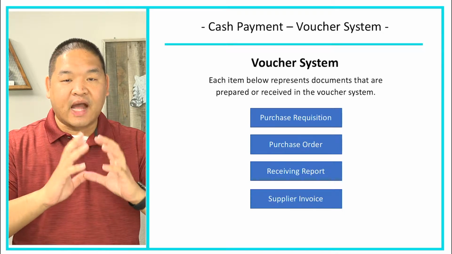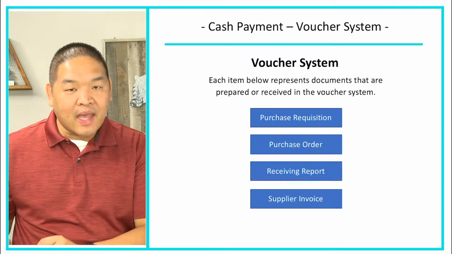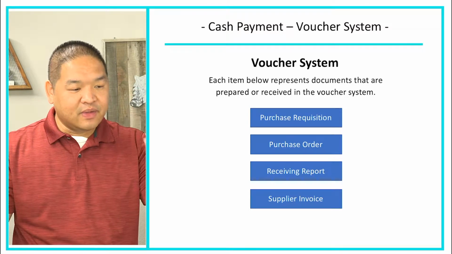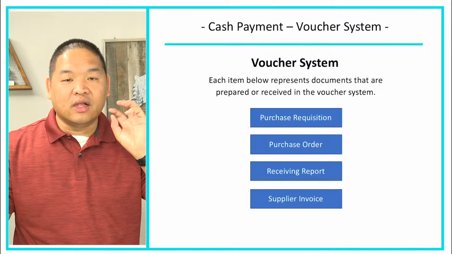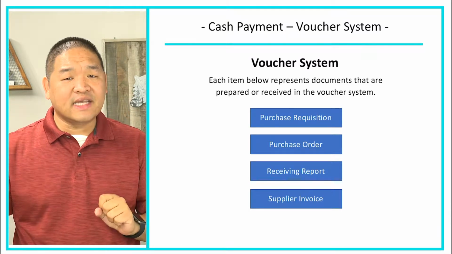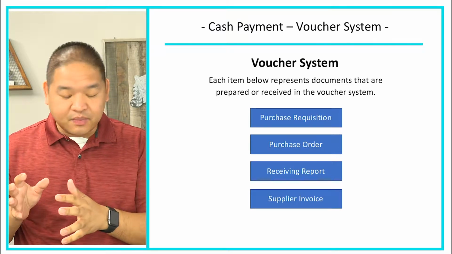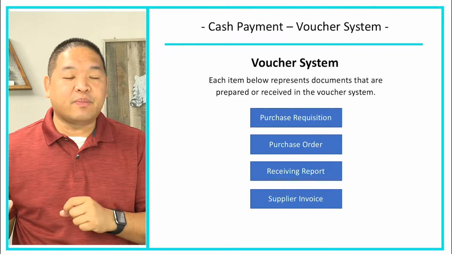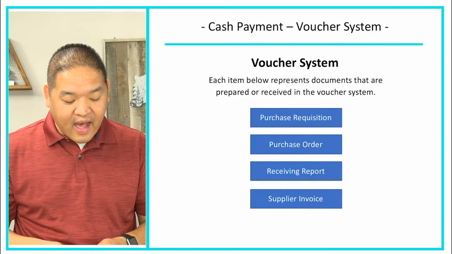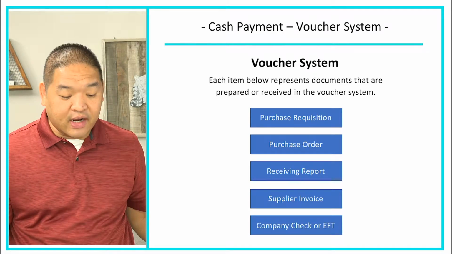The bill of lading will say exactly what's on that shipment. But they will also send in the mail an invoice. So two separate things. We've got the invoice and then we have the bill of lading that also has all of the goods that are being delivered. The sales invoice comes usually under a separate cover. So we'll have the supplier's invoice under a separate cover that we're going to attach to this whole voucher package. And then we have the company check or the EFT if we're going to send them an electronic payment.